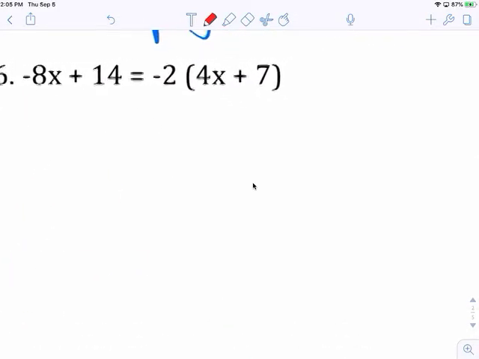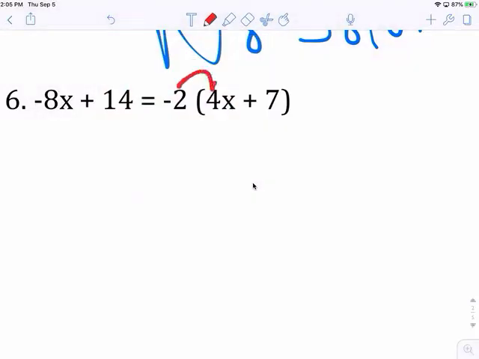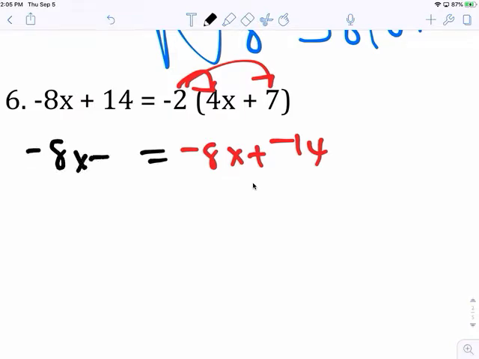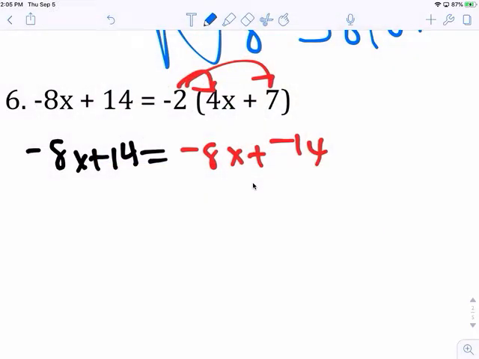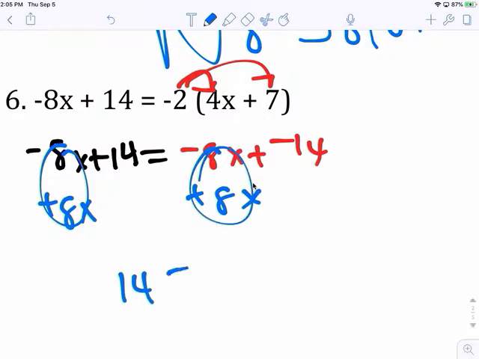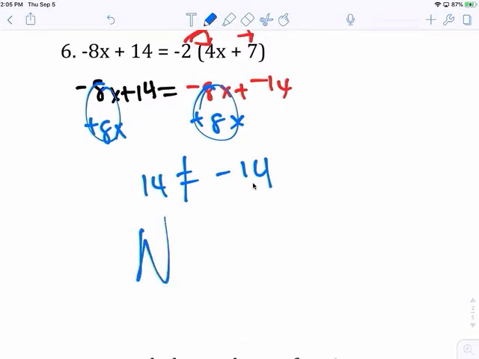This one here, you distribute first, negative 8x plus a negative 14. On the other side, there's nothing you can do, copy it. I like picking the variable 0 first, at 8x. 0 plus 14 is 14. This is 0 plus negative 14 is negative 14. They do not equal. This is no solution.